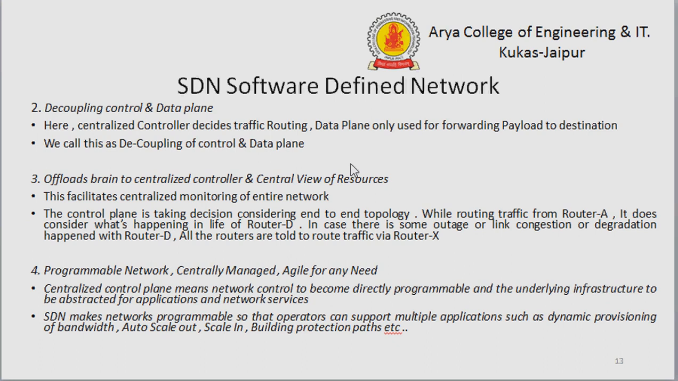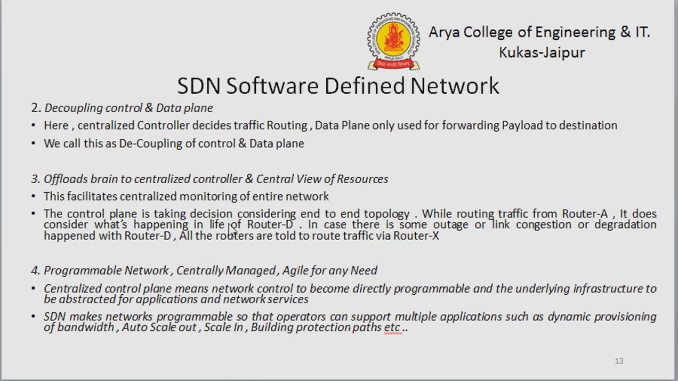Here a centralized controller decides traffic routing, and the data plane is only used for forwarding the payload to its destination. We call this decoupling of the control and data plane. The third one is offloading the brains to a centralized controller, with a central view of resources. This facilitates centralized monitoring of the entire network.